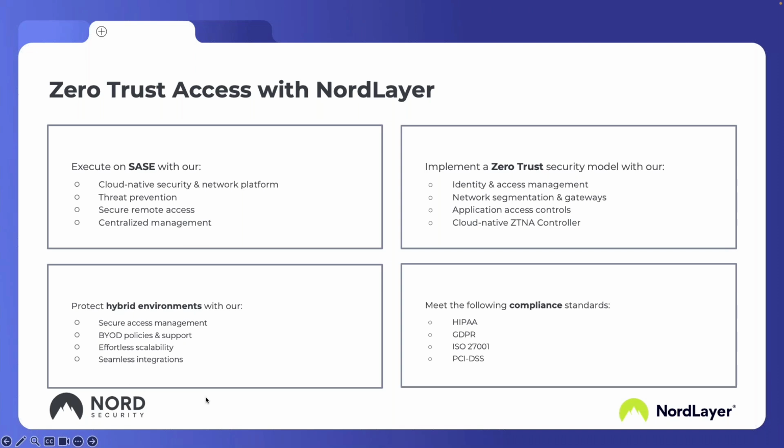And we support hybrid environments. That means in case you still have some on-prem network, or for example a NAS that you want to access through NordLayer, that's not a problem. You can set up a site-to-site VPN, as I said, and then you can have a SASE firewall. Then you can access securely from anywhere through NordLayer.